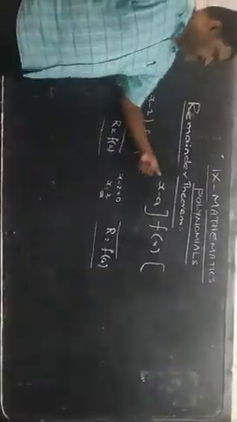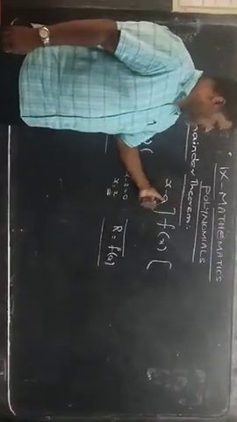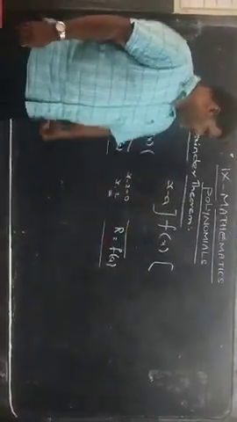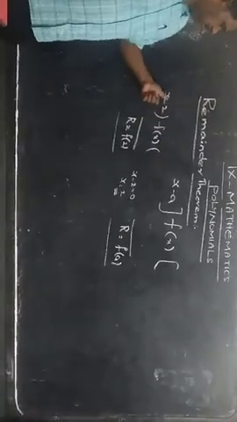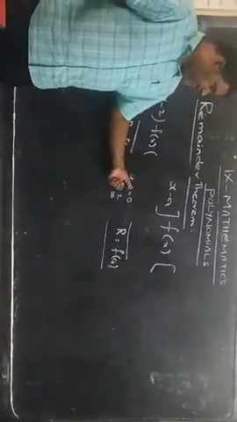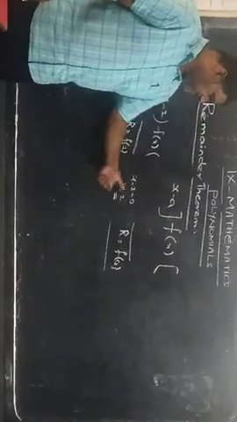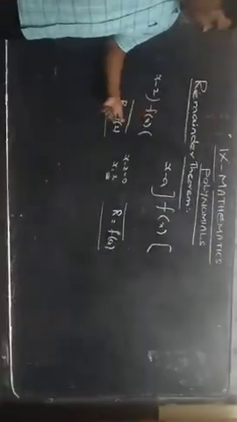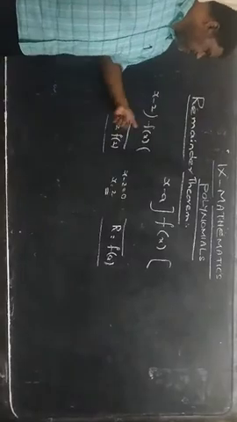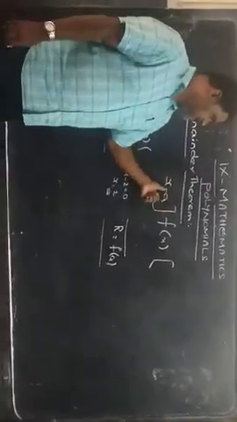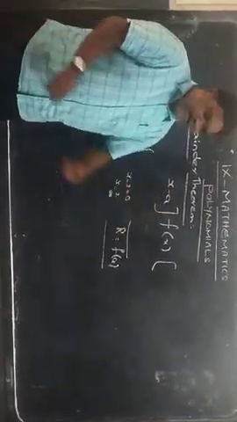So when f of x is divided by x minus a, the remainder is f of a. That means when f of x is divided by x minus 2, equate x minus 2 to 0, find out the x value, that is 2. That 2 you have to substitute in f of x, and that is called the remainder. So when f of x is divided by x minus a, then the remainder is f of a.